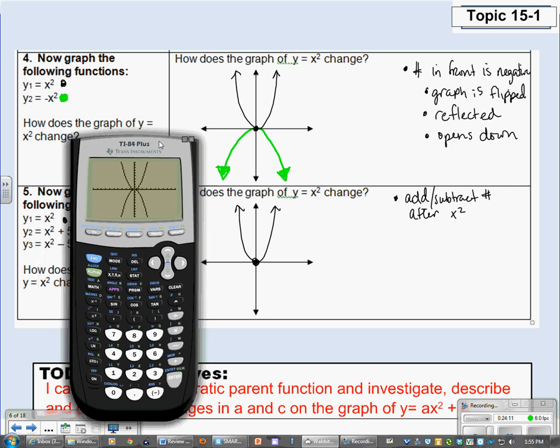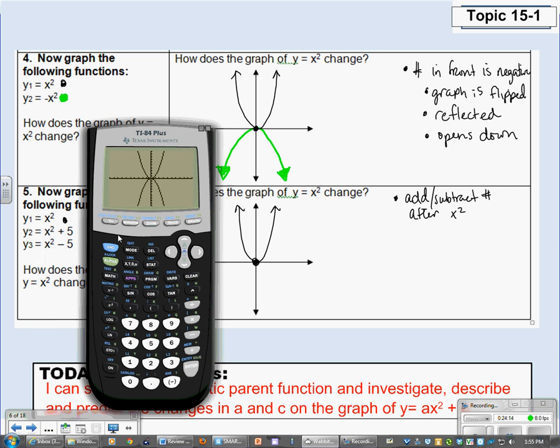Now we're going to input the 2 equations and find out what happens to our picture. First picture stays the same. Second equation is now positive x squared, and then we'll put plus 5. And our third equation is x squared, and now minus 5. We'll do a zoom 6 to see what that looks like. So here's our original. Here's our plus 5, and here's our minus 5.